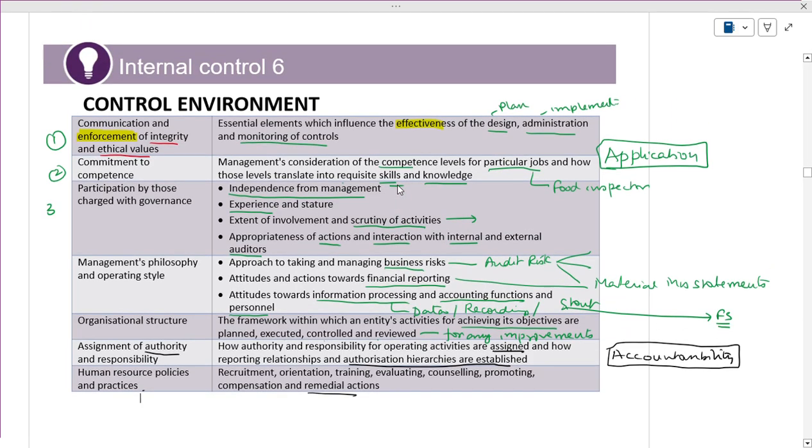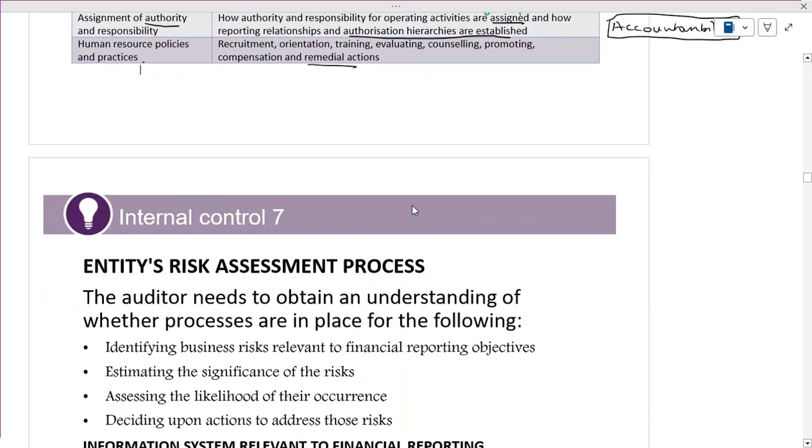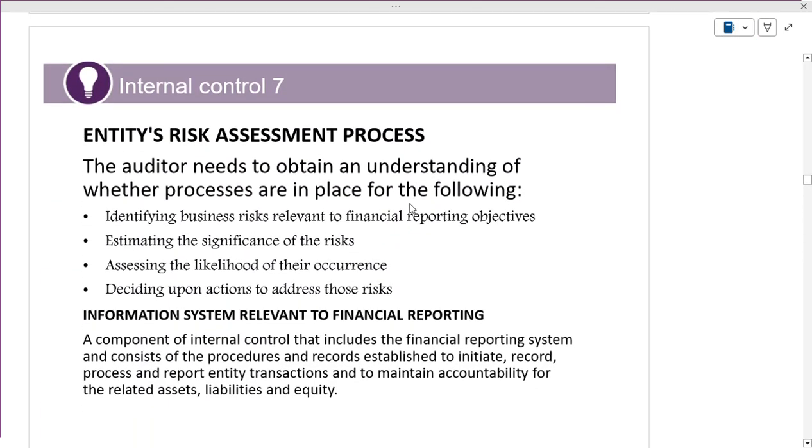The message you are going to get, when you are talking about internal controls, is that everyone is responsible for that. I have been given some task, I am responsible for my task, and I have to do it as per the requirements within the entity's regulatory framework. Why? The auditor needs to obtain an understanding whether processes are in place. As an auditor, we want to understand whether things are in place and moving accordingly, as simple as that.